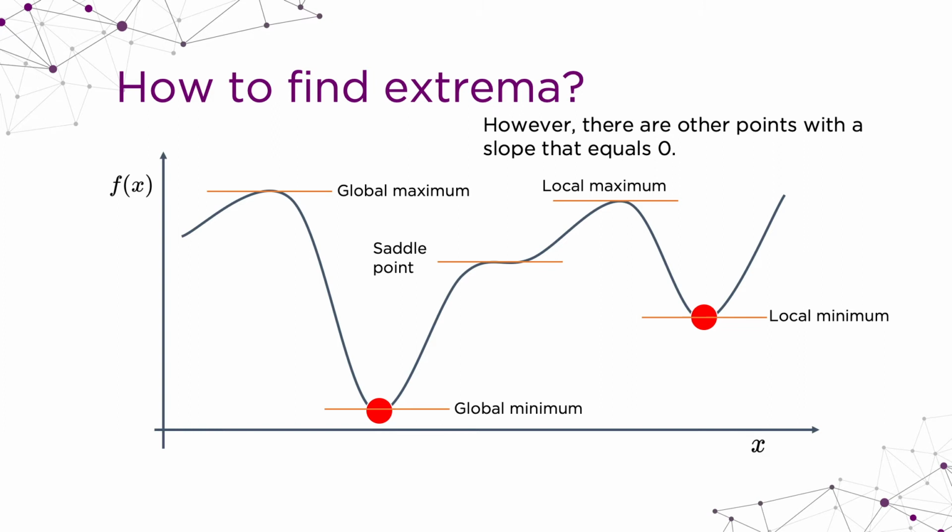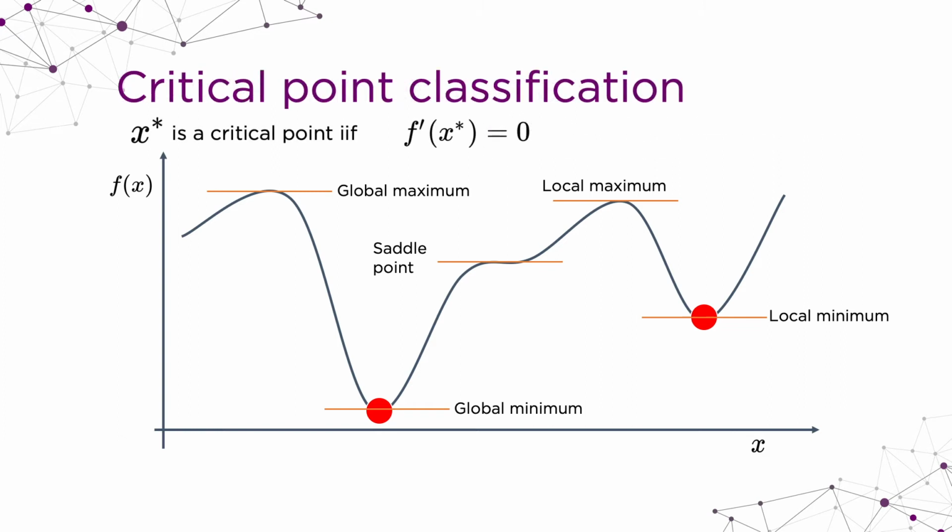But I can also have a saddle point. A saddle point is not a minimum or a maximum for any size of the neighborhood. It's only a plateau where the loss is not changing with respect to this x. And so in general, we will say that there are critical points. These are the points where the derivative evaluated at these points is equal to 0.